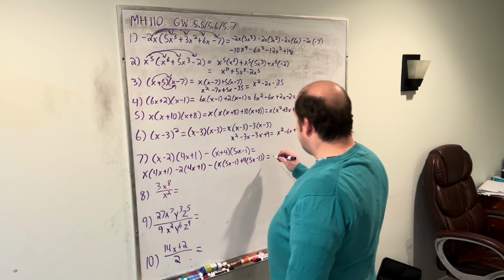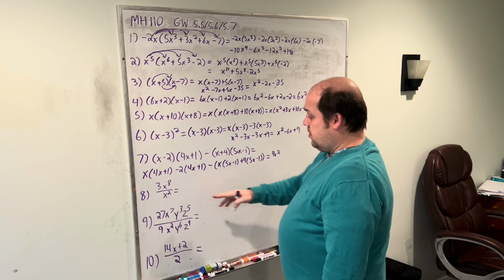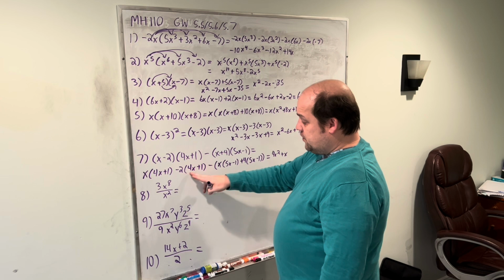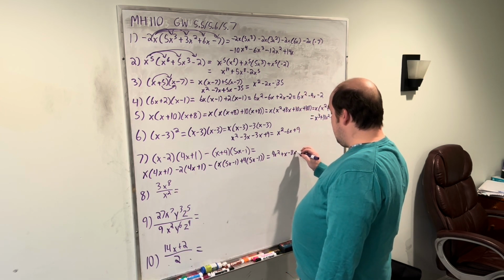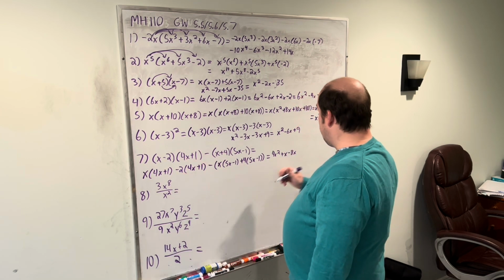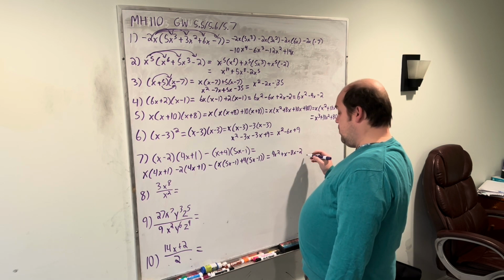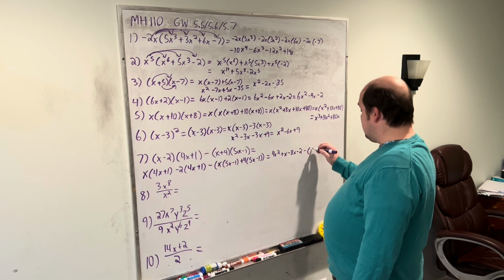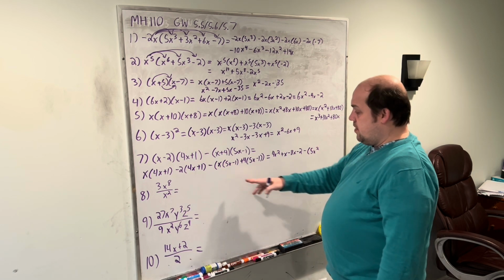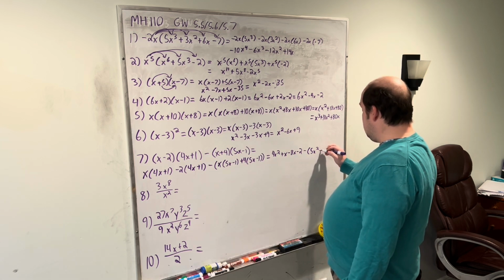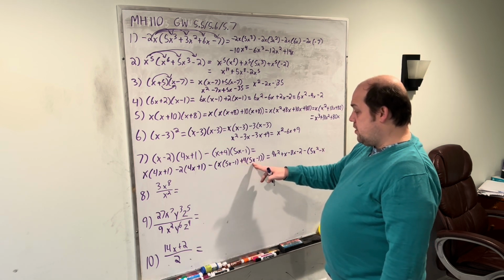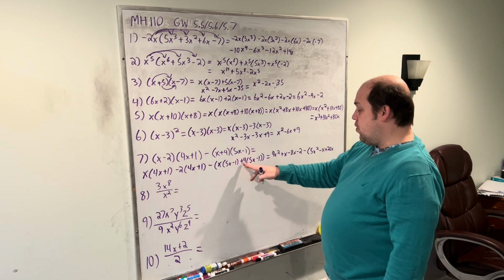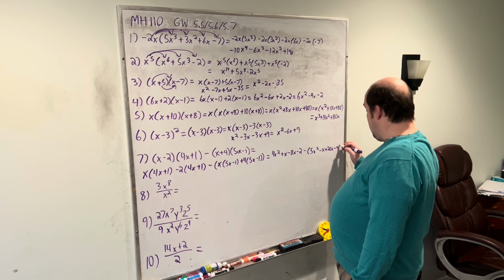X times 4x gives me 4x squared. X times 1 gives me x. Negative 2 times 4x gives me negative 8x. And negative 2 times positive 1 gives me negative 2. Minus what happens in parentheses here is x times 5x is 5x squared. X times negative 1 is negative x. 4 times 5x is plus 20x, and 4 times negative 1 is minus 4.